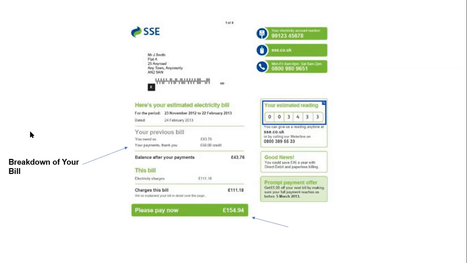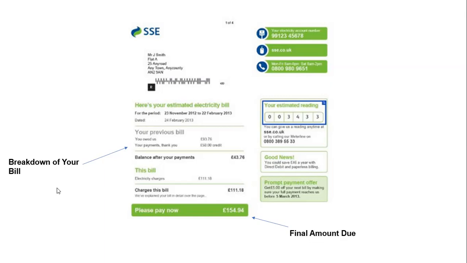It should also include your VAT, which is at 5%. It should also include any discounts: the warm home discount, dual fuel discount, direct debit discount, any discounts that they'll apply. These should be deducted from the final amount, and it should give you a final amount of how much you need to pay to the company.